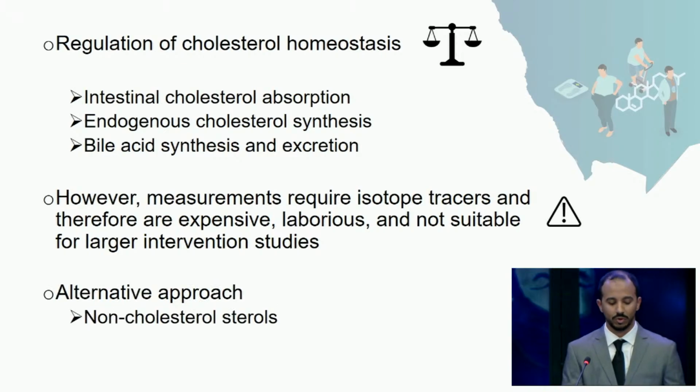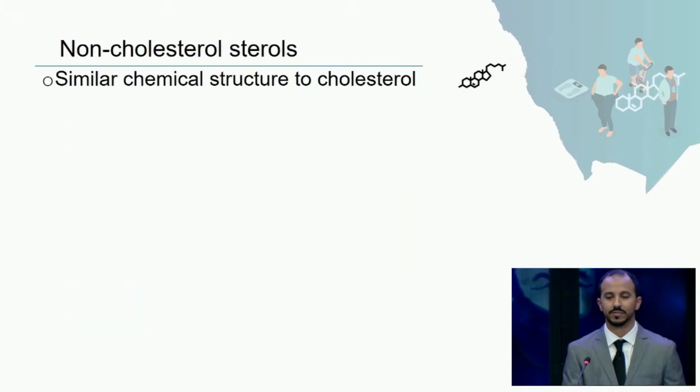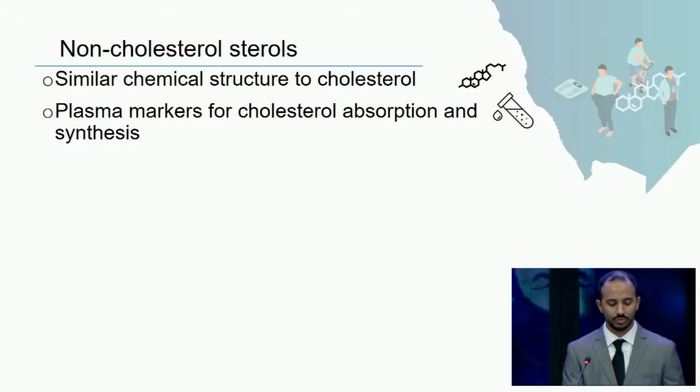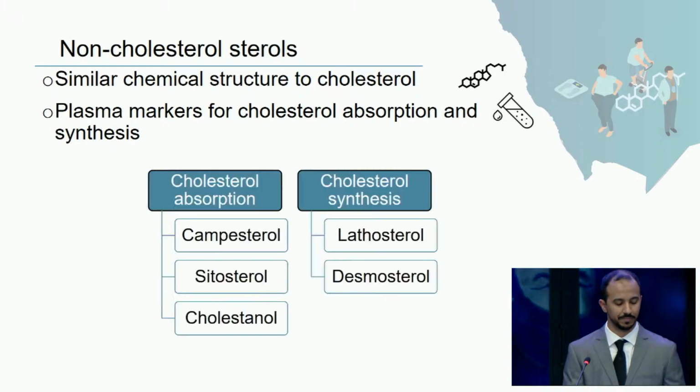Therefore, an alternative approach using circulating levels of non-cholesterol sterols has been developed. Non-cholesterol sterols have a similar structure to cholesterol, and their plasma concentrations are widely used for measuring cholesterol absorption and synthesis. Circulating levels of campesterol, sitosterol, and cholestanol reflect cholesterol absorption, while those of lathosterol and desmosterol reflect endogenous cholesterol synthesis. These sterols are transported in the blood by lipoproteins, so their concentrations are standardized for cholesterol concentrations.